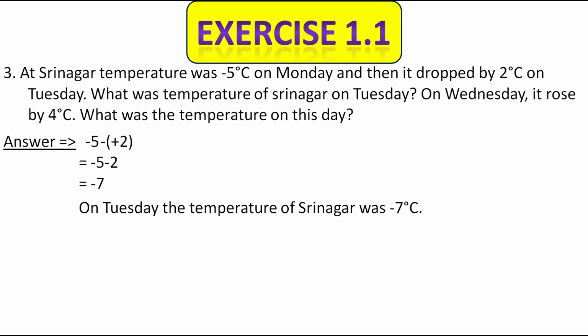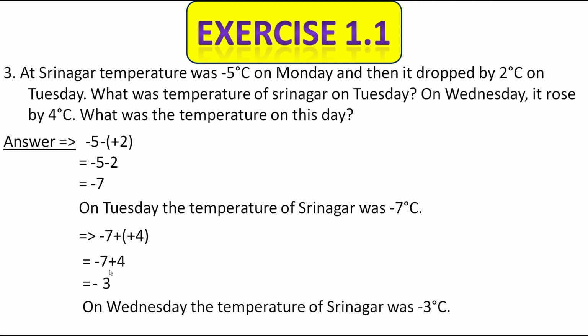Now what we have to do? We have to add 4 degrees centigrade to minus 7 degrees centigrade. So minus 7 plus of plus 4. Here in between we have plus sign, so no issue, and as both of them have different signs, we have to subtract. 7 minus 4 is equal to 3, and the bigger number is 7 and it has minus sign, so we give minus sign to the answer. So on Wednesday the temperature of Srinagar was minus 3 degrees centigrade.